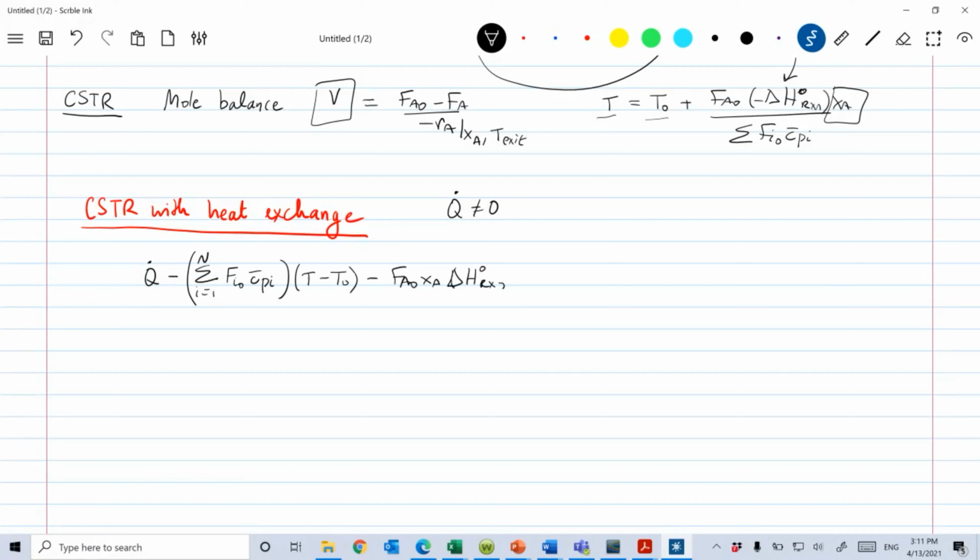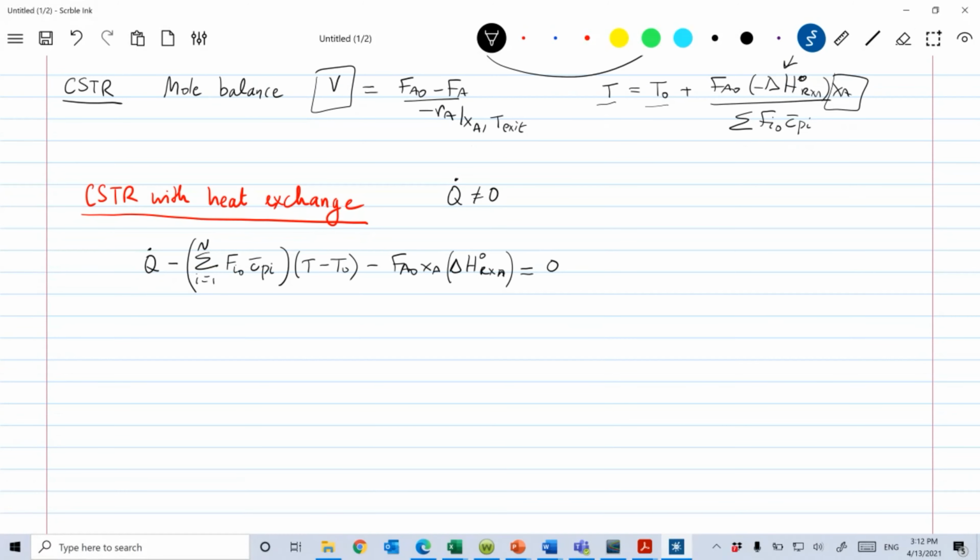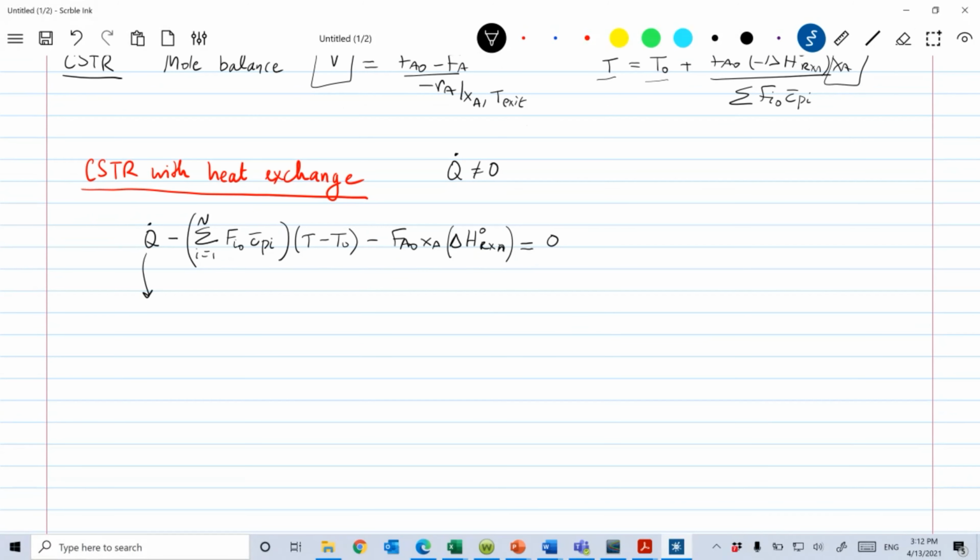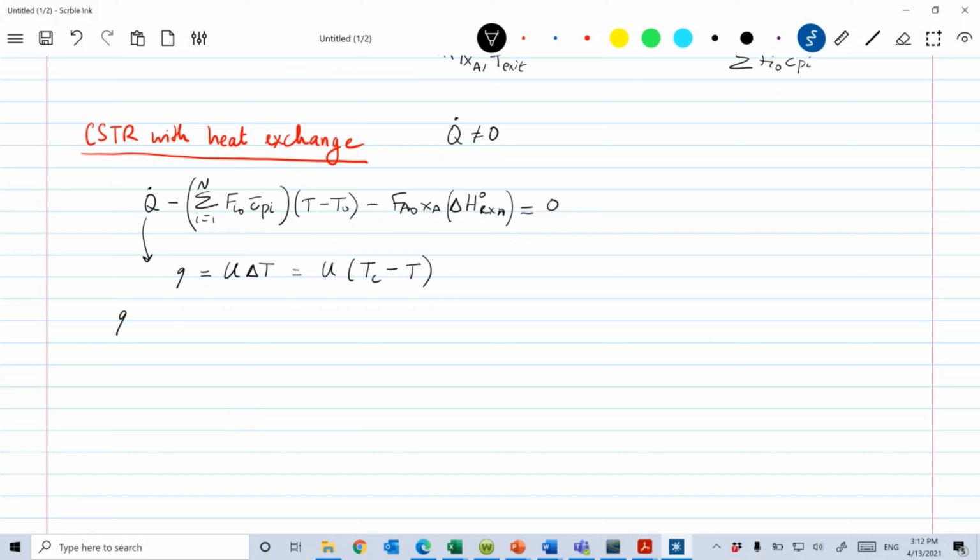We write it this way for simplicity. Now, we had done that a little bit before. So that term Q, let's start looking at it. This is a heat flux, which is equal to the heat transfer coefficient times the temperature difference, which is the temperature of a coolant minus T. We call it a coolant by convention, but it could also be a heating fluid for an endothermic reaction.